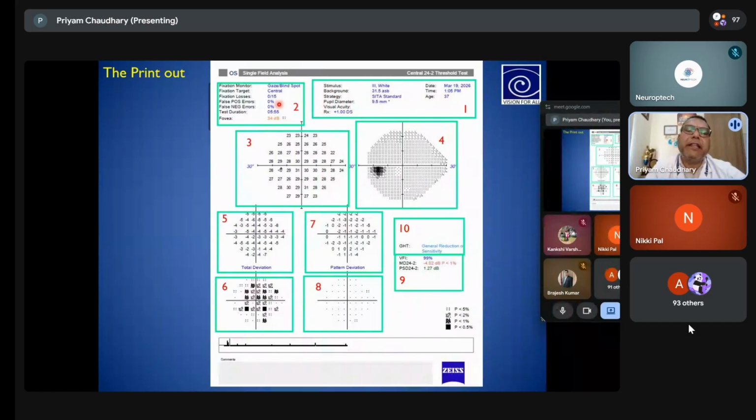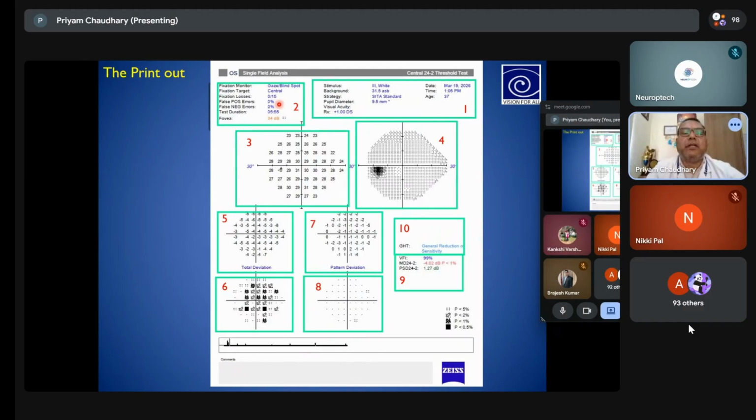Test duration plays a very important role. In 24-2 and 30-2, 5 to 6 minutes is normal. If the test duration is more, then something is wrong. There is a delay in the milestone. The patient is seeing the stimulus, but the brain is not accepting the signals from the eye, and not giving the instruction to the hand to press the button. So the time duration has a very important role.